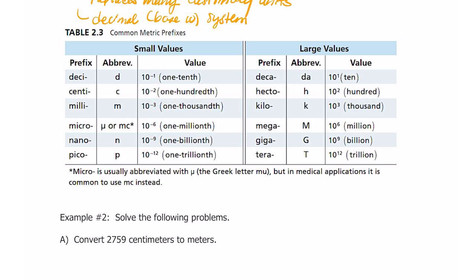Okay, you also have larger values, which are deca, which is DA, hecto, H, kilo is K, mega is capital M, giga is capital G, and tera is T. You may have seen these with storage on devices like megabytes, gigabytes, terabytes.